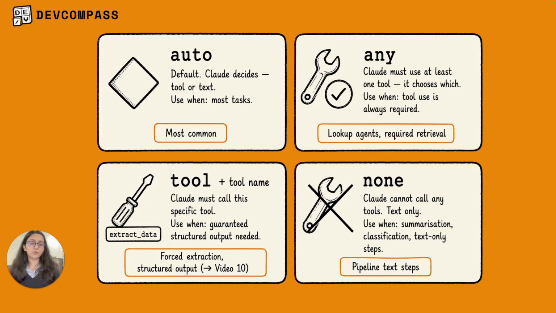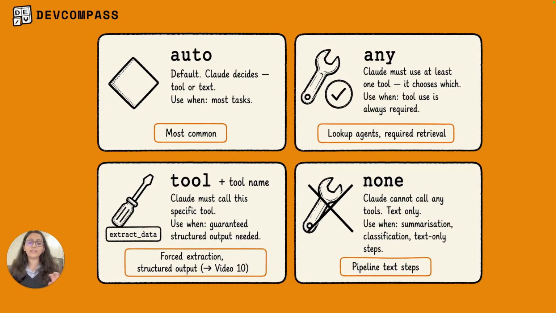Third is tool with a specific tool name. Claude must call this specific tool. Use this when you need guaranteed structured output. You are forcing a specific extraction tool and you need the output in that tool's schema. We will use this specifically in video 10 when we cover extraction. That is why we have said forced extraction, structured output.